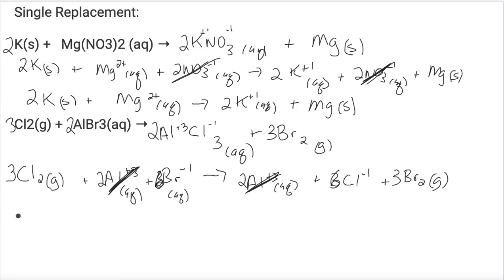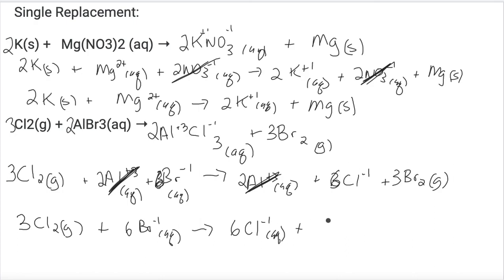So now let's see what happens here. We write 3 Cl2 gas plus 6 bromide -1 aq gives 6 chloride -1 aq plus 3 Br2 gas. Gases aren't getting any charges on them.